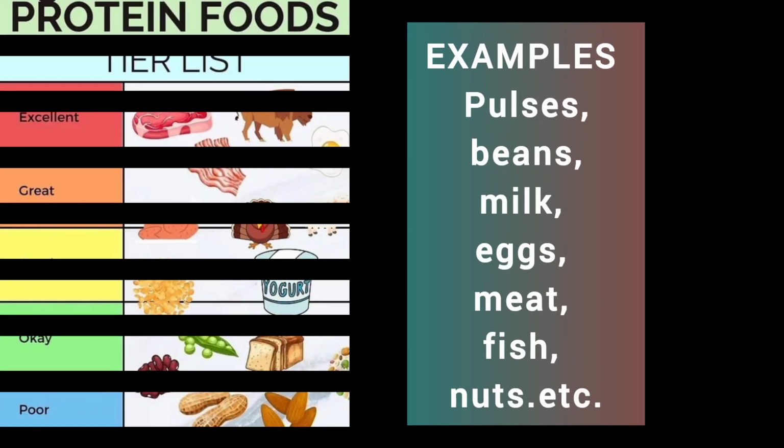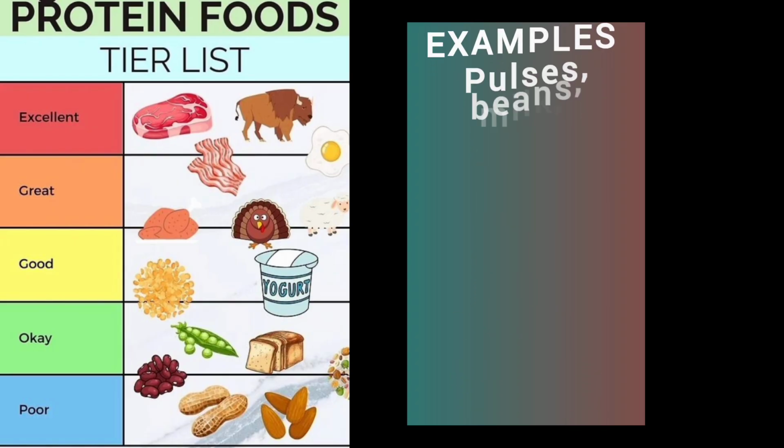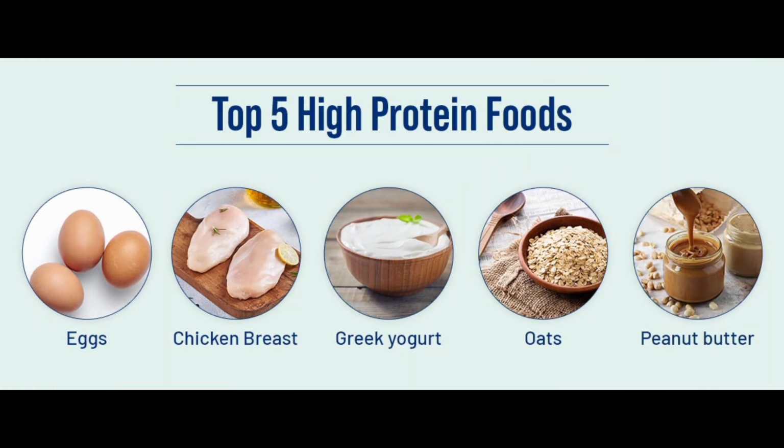So now we are going to learn what proteins are. Protein helps in the growth and repair of body tissues and in building our muscles. The sources of proteins are pulses, beans, milk, eggs, meat, fish, nuts, etc.